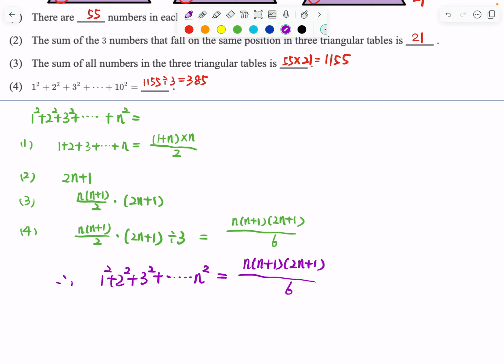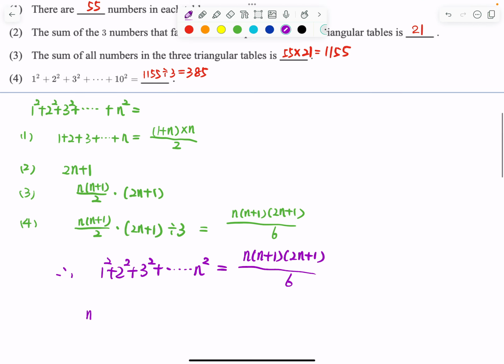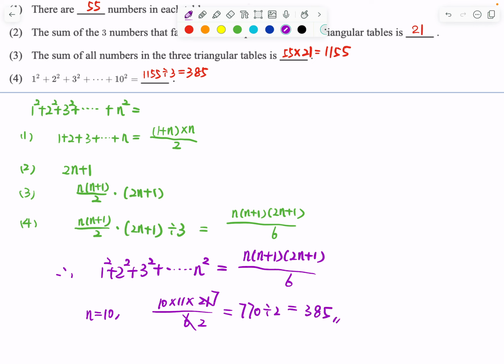Okay, so we can do a check. If this time n equals 10, it will become 10 times 11 times 21 over 6. Cancel 3 and 2, cancel 3 and 7. Then it equals 770 divided by 2, which equals 385. Okay, so I hope you all remember this formula. It's very important in all competitions and very useful. You don't need to calculate it one by one. You just take the formula and plug in the number for n, and you can get the final answer.